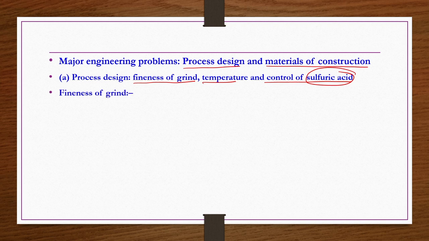Fineness of grind, as we mentioned, the size of the rock phosphate after crushing is very essential, right? If it is bigger in size, the complete or sufficient conversion may not take place. So it has to be fine enough, right? If you make it fine enough, then grinding cost increases, and we know grinding efficiency of any size reduction equipment for that matter is very poor. It is less than 20-25% in general, right?